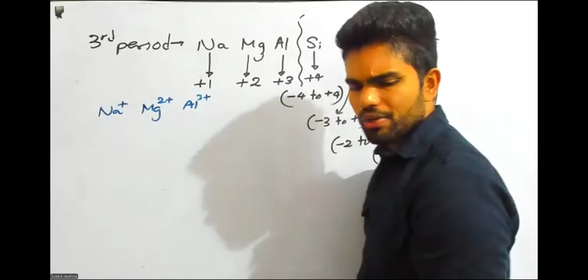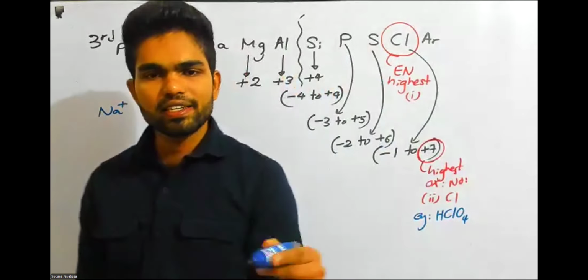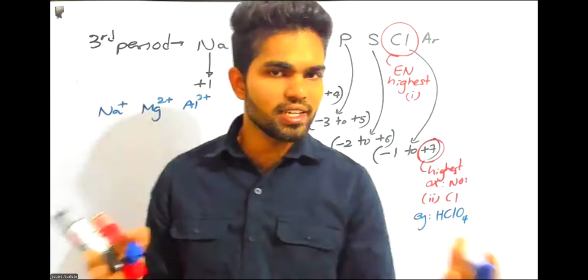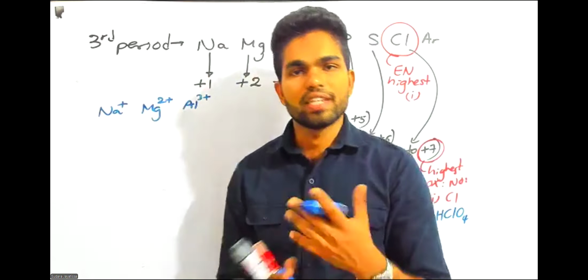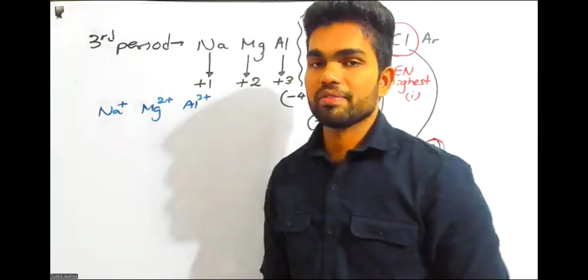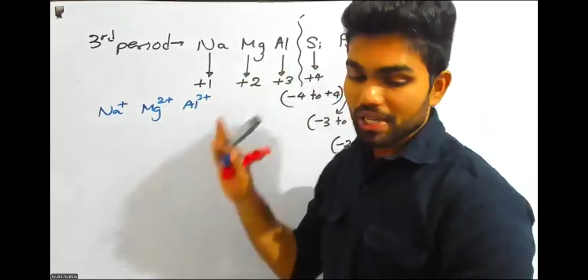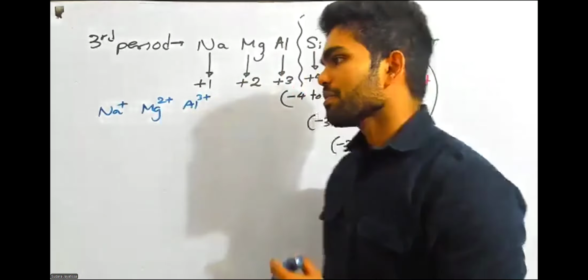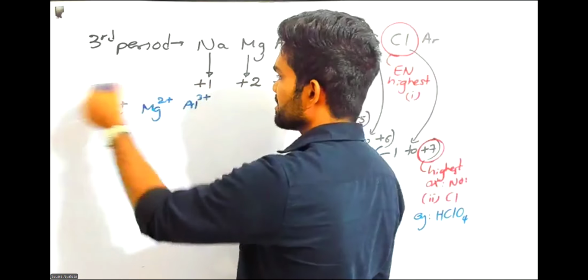So it should be stable also, no? So you can't write zinc 4 plus. Zinc 4 plus is theoretically obtainable, but in real nature, it is very rare. Silicon 4 plus is also very rare. So we have these three as cations.